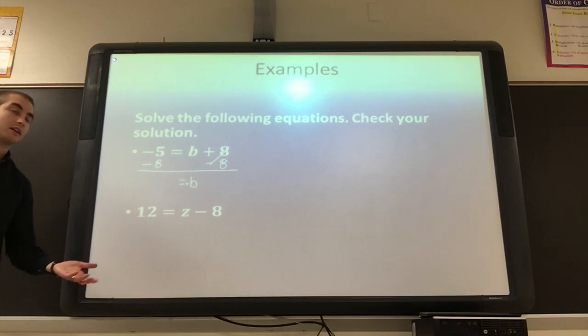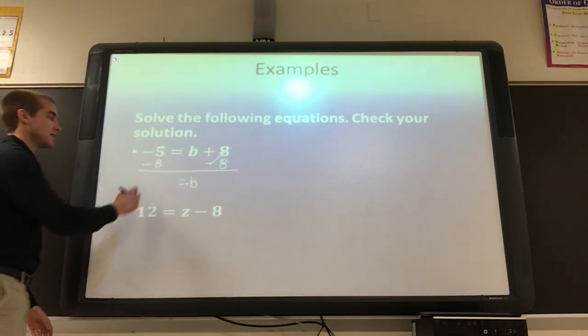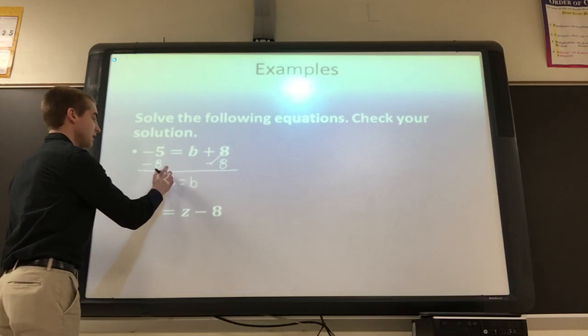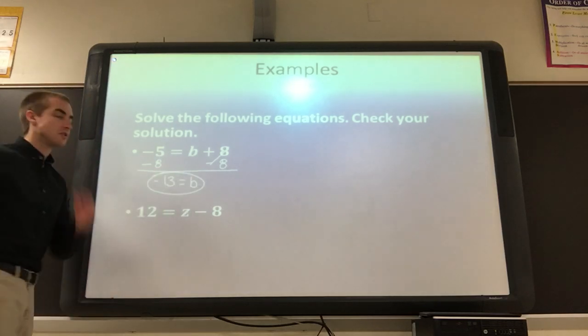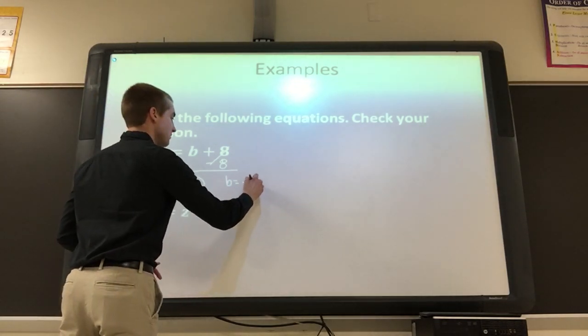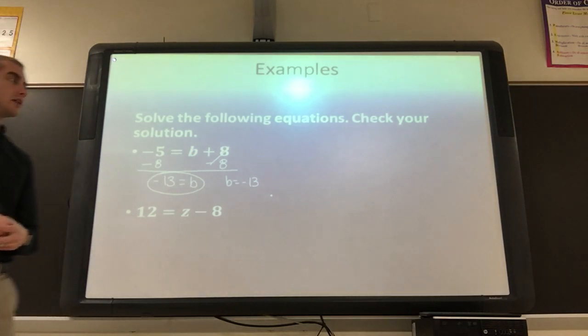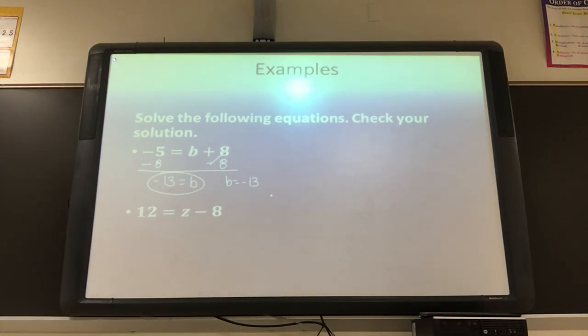So the last thing that I need to do is minus 5 and minus 8. Negative 5 minus 8 is going to give me negative 13. So negative 13 equals b. If you want to write it like this, b equals negative 13, you could also do that. You can always switch around what side they're on the equal sign.